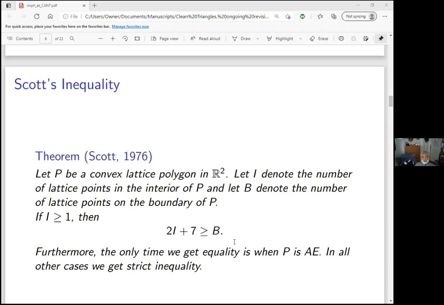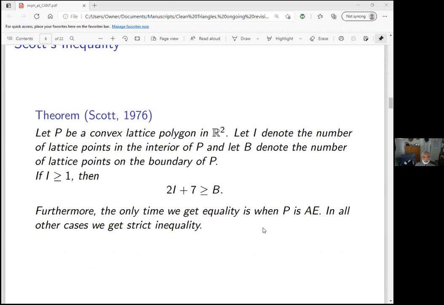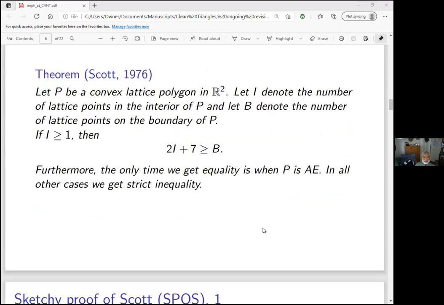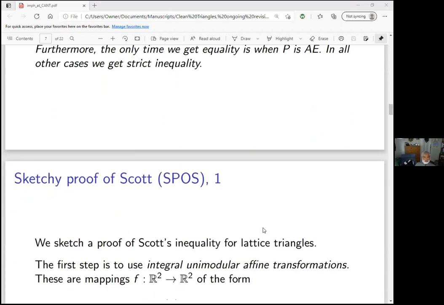And what I'd like to do is sketch the proof of Scott's inequality for lattice triangles. Okay. Everything, by the way, I should have mentioned at the beginning, is quite elementary. I like to view this as very lowbrow number theory, unlike nearly all of the other talks in this conference. So let's sketch a proof of Scott's inequality.